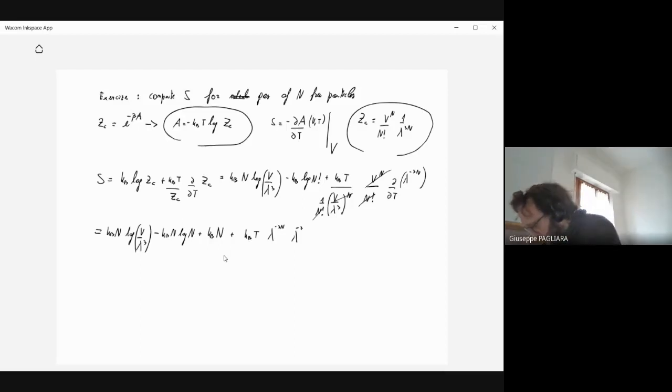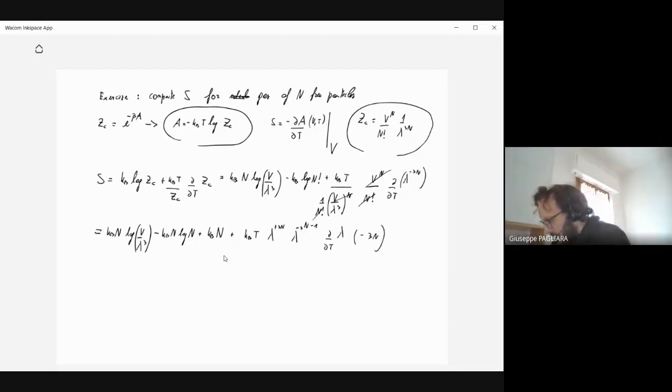I think that there is something I'm losing here. This is lambda to the power of 3n. Okay, no, this is plus. Okay, this is a plus 3n. Sorry. Then this minus 3n minus 1 derivative with respect to temperature of lambda. Okay, this should be correct now. And then, of course, I have a factor of minus 3n.